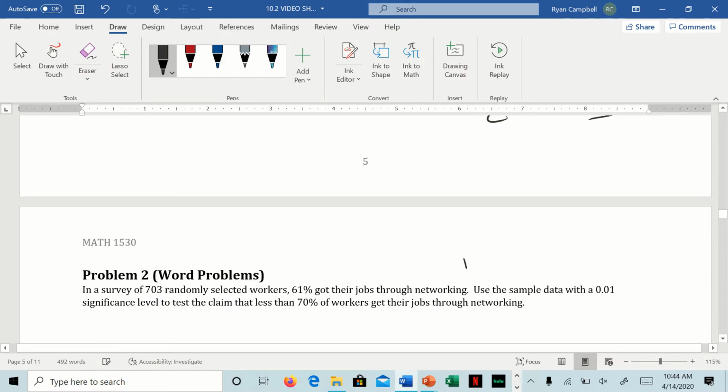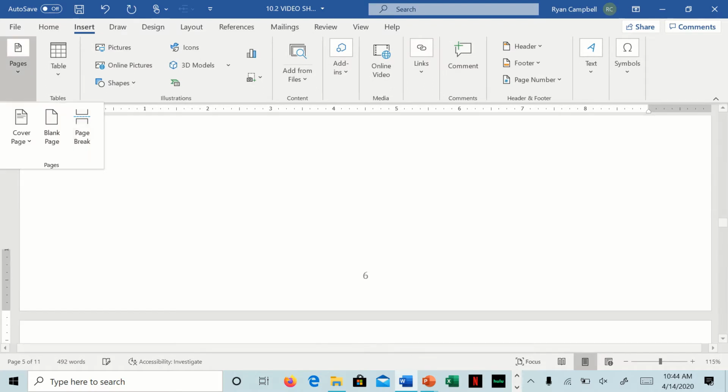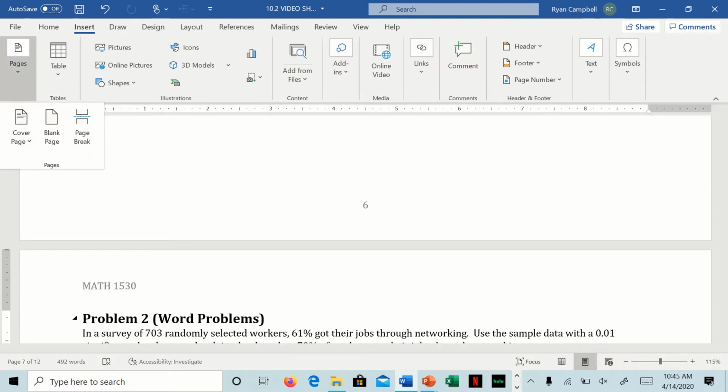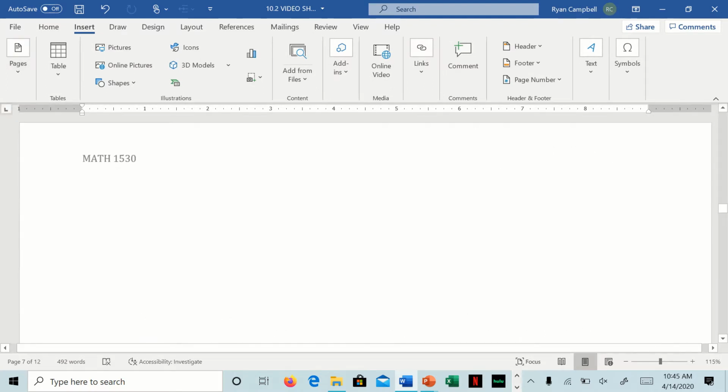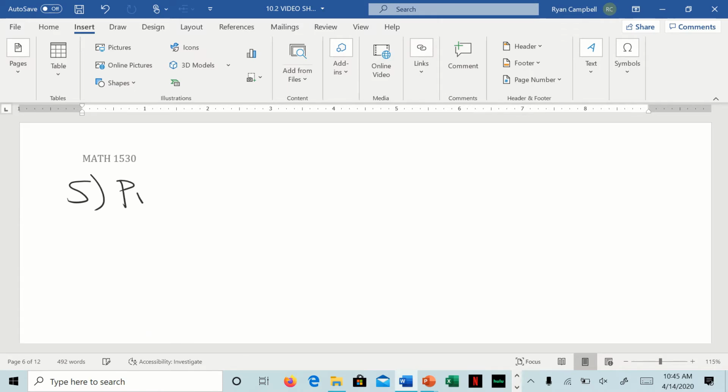All right. So let's make some more space. So step 5, p-value. So hopefully we see that the p-value, the p is going to equal 0.0290. Right? And that's just in the calculator. That's what the p equals.